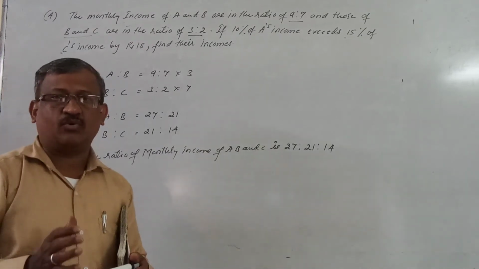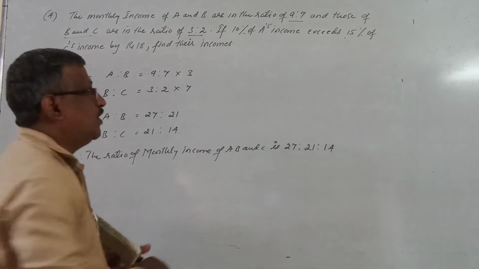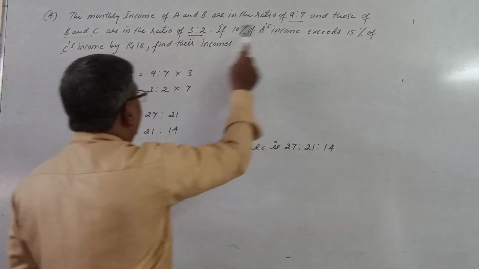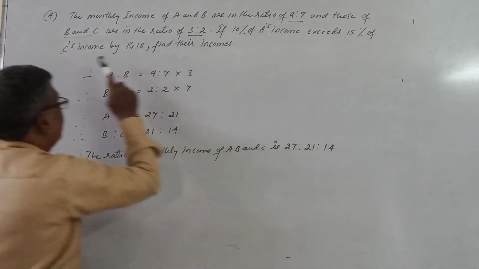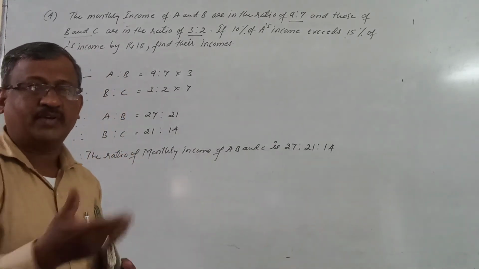So that difference I want to calculate. To calculate the difference, what do you have to do? First you have to calculate 10% on A's income and 15% on C's income. To calculate that, first of all you must know the income. Without the income we cannot calculate.